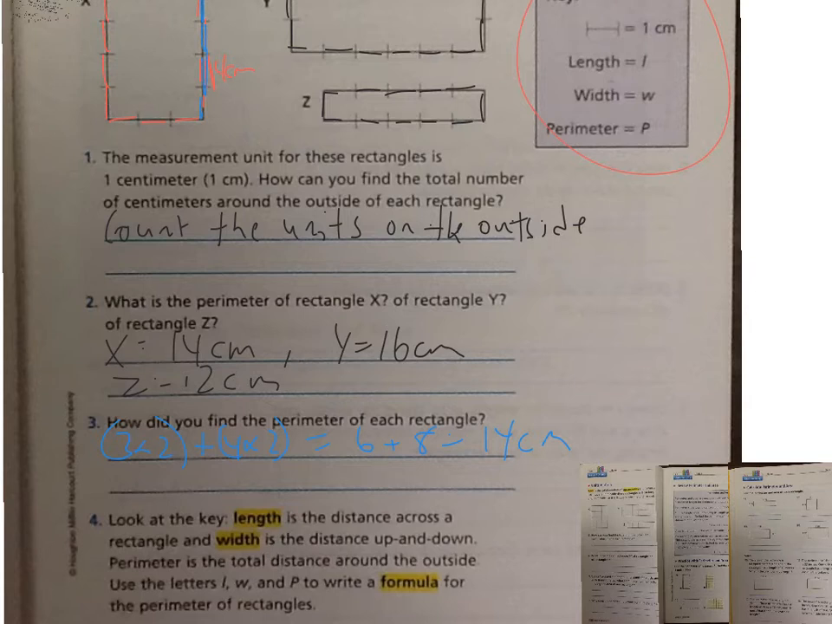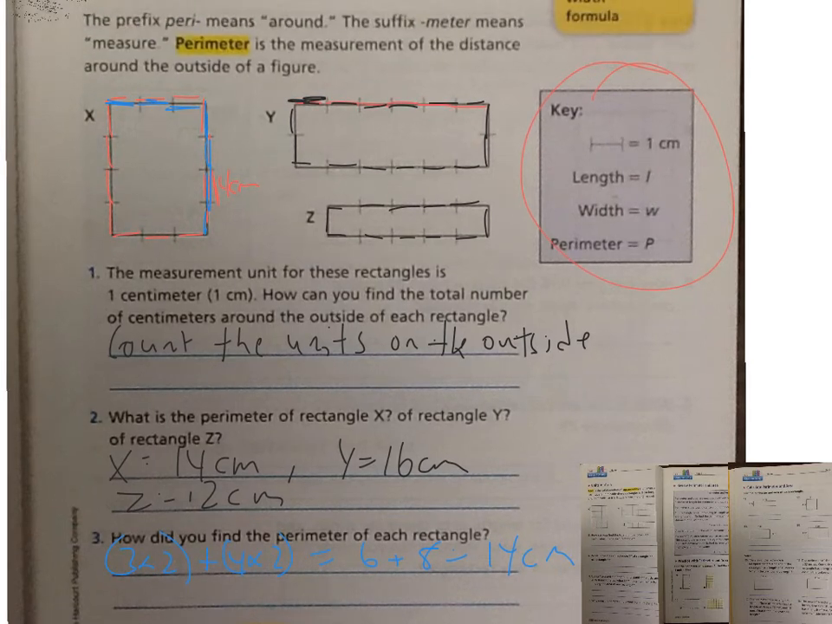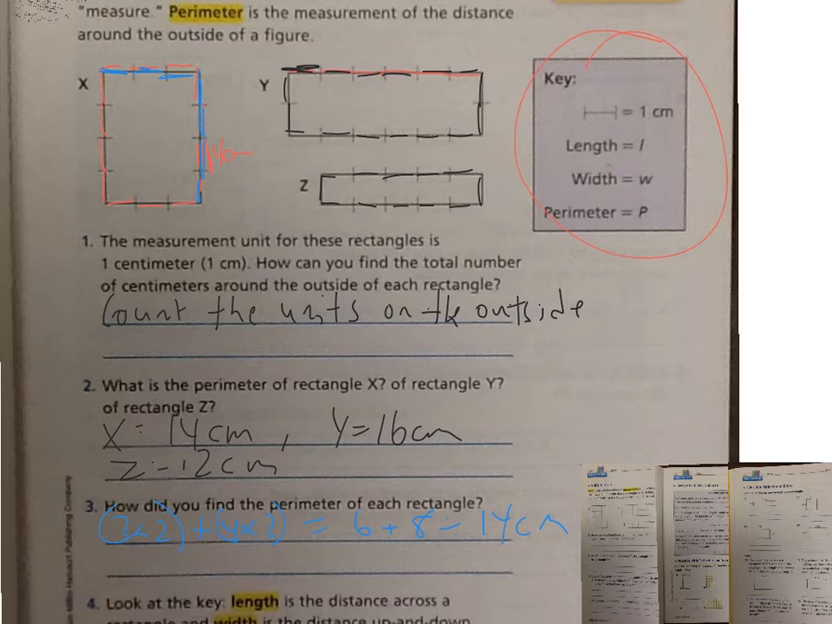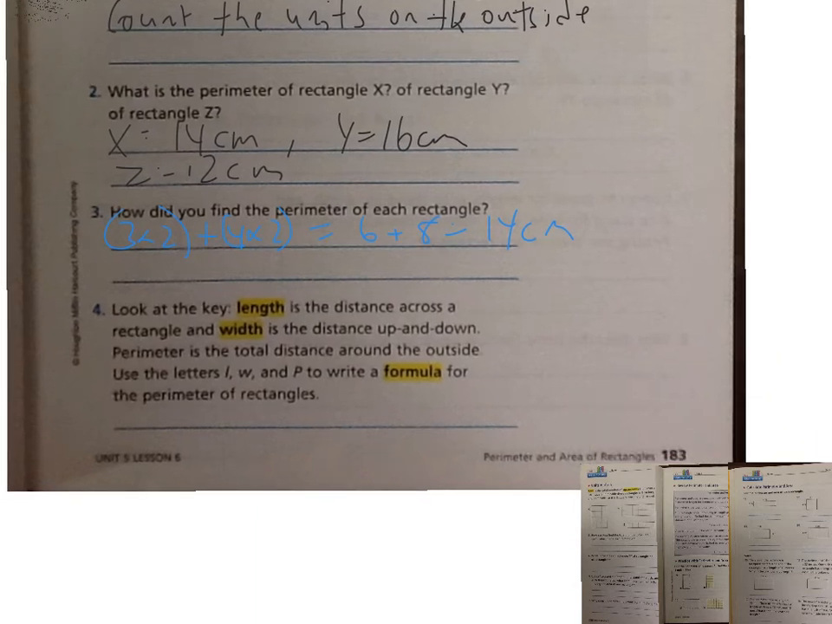So all you really need to do is find the measurement of one side, which could be the length, and multiply it by 2, and then find the width and multiply it by 2 and add the two together. Okay, so let's look at the key. Length is the distance across the rectangle, and width is the distance up and down. Perimeter is the total distance around the outside.